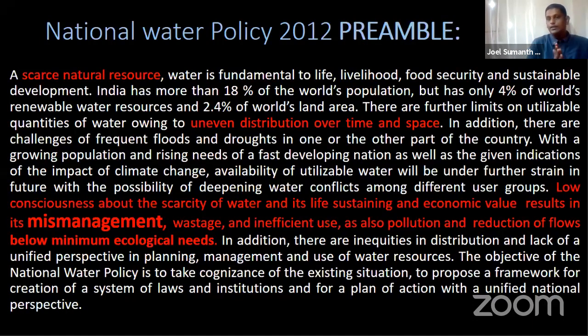I want to focus on this phrase, uneven distribution over time and space. Overall, in a year, the amount of water we get through rains may be constant. It may be the same, but at every point and place, the water availability is different. For example, in summer, the water is scarce. In winter, the water is moderately available. In rainy season, you have floods in many places.